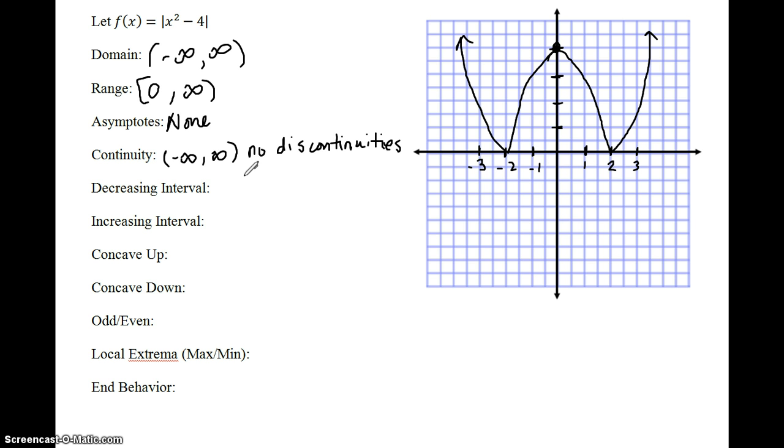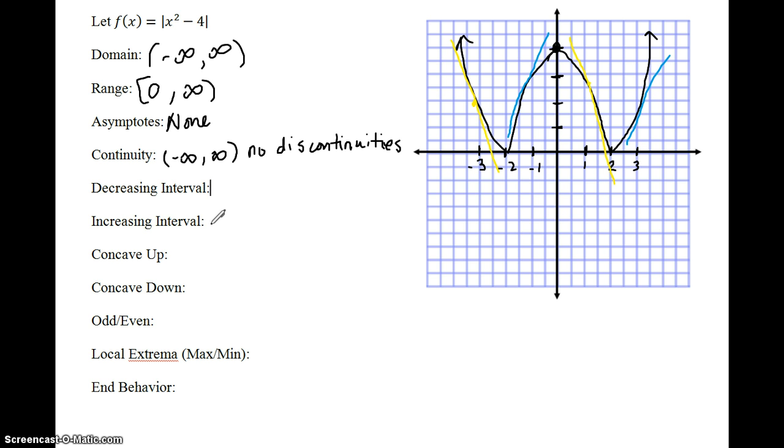Okay, decreasing interval. So decreasing interval, we're looking for where the tangent line is going to be negative. So here, notice that if I drew a tangent line here, I would have a negative slope. Here I'd also have a negative slope, like that. But over here I would have a positive slope. So you could see that here I would have a positive slope, positive slope. So those would be increasing. So in these intervals, they're increasing. In these intervals, they're decreasing.